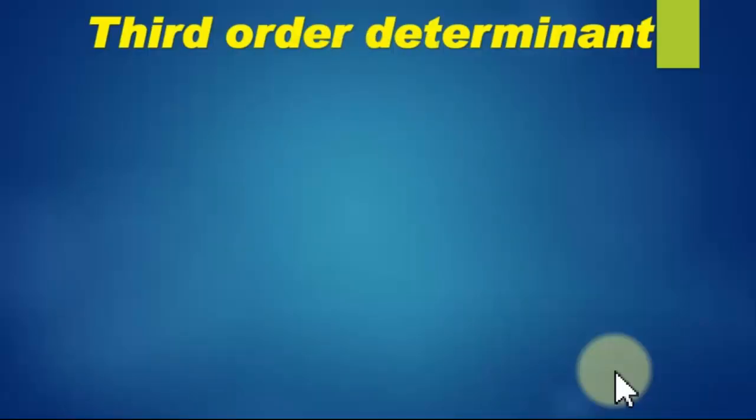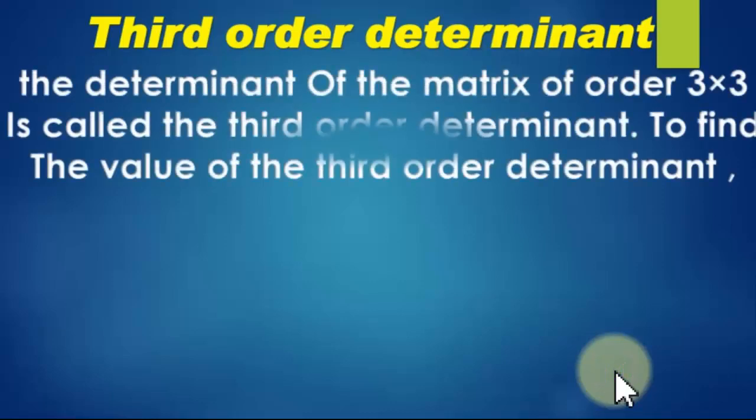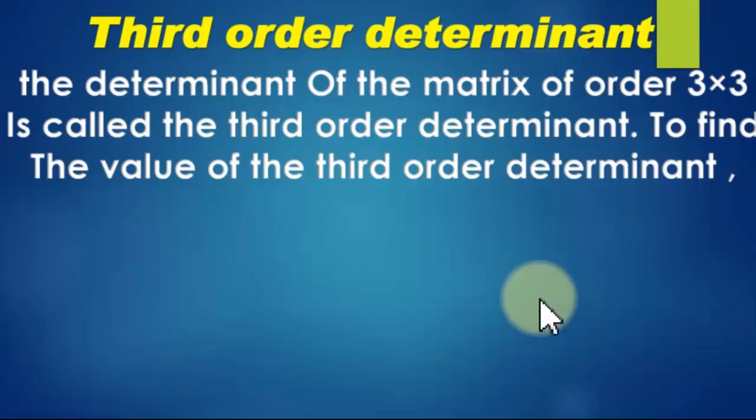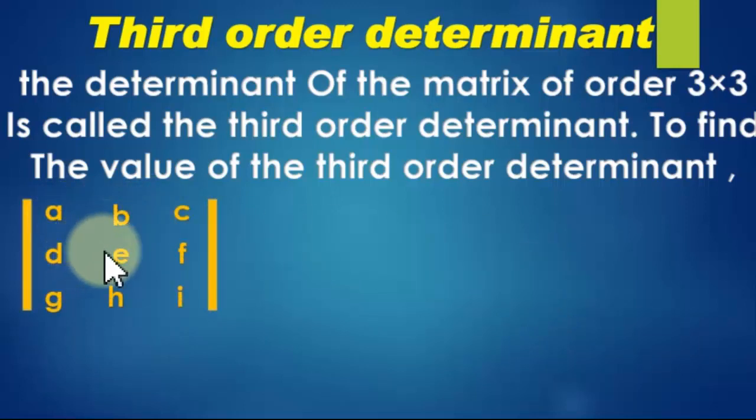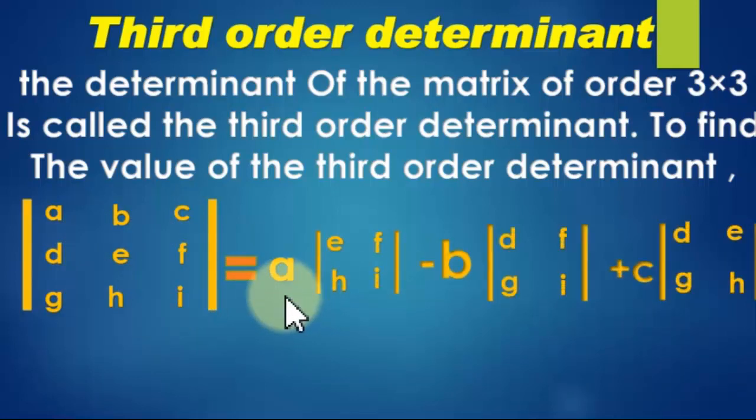The third order determinant. The determinant of the matrix of order 3 by 3 is called the third order determinant. To find the value of the third order determinant a, b, c, d, e, f, g, h, and i, we say that it equals a times the determinant of e, f, h, and i, minus b times the determinant of d, f, g, and i, plus c times the determinant of d, e, g, and h.